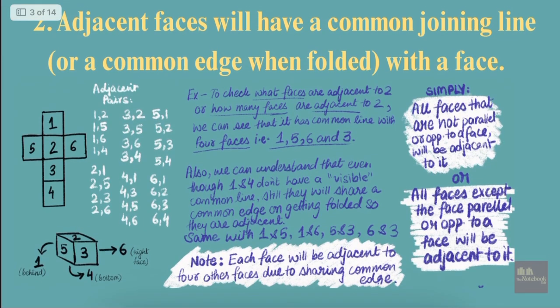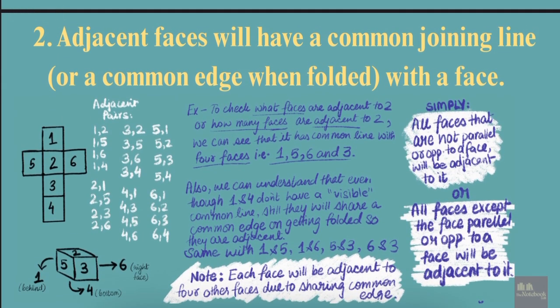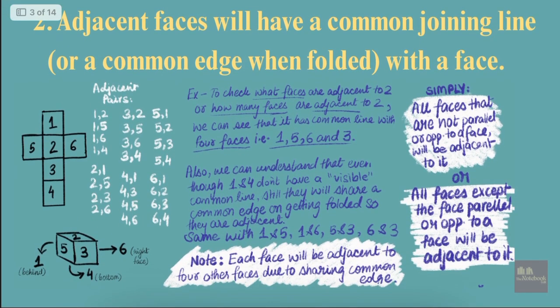Okay, so the next trick that we have is that adjacent faces will always have a common joining line or a common edge when folded. Okay, by adjacent faces, what we mean is a face that is like directly connected to it. So like 5 and 3 is connected, 5 and 2 is connected. That means it is adjacent. 3 and 4 is adjacent, 5 and 4 is adjacent. Like that, it's called adjacent.